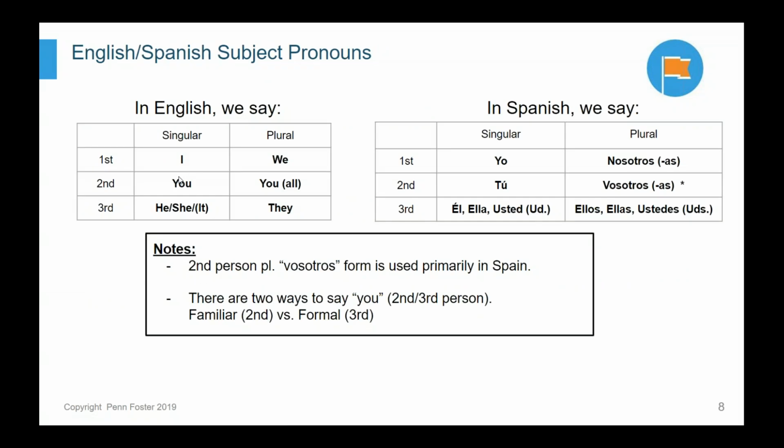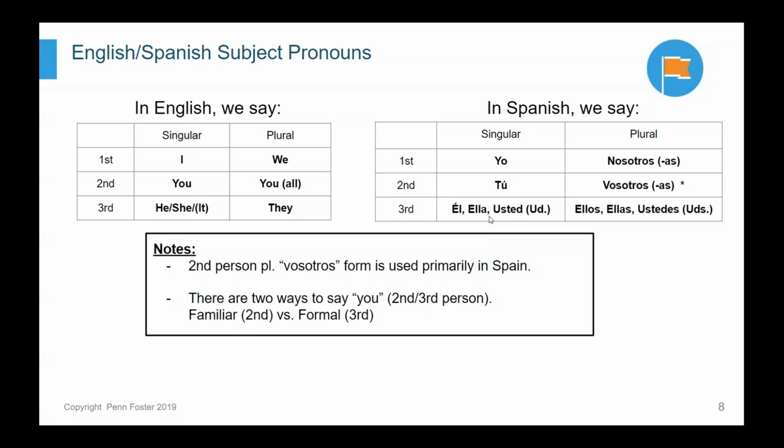So looking at the subject pronouns, we want to show you two charts here, one of the English subject pronouns and one of the Spanish ones, and their equivalents. As you can see, with the Spanish, we have the first person singular yo, meaning I, second singular tú, meaning you, third person él for he, ella for she, and usted. Usted is a particular form in Spanish. It's not in English, but usted also means you.